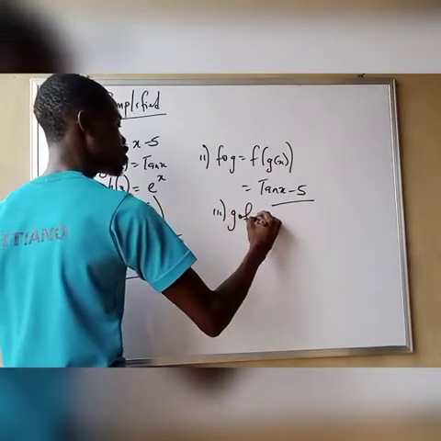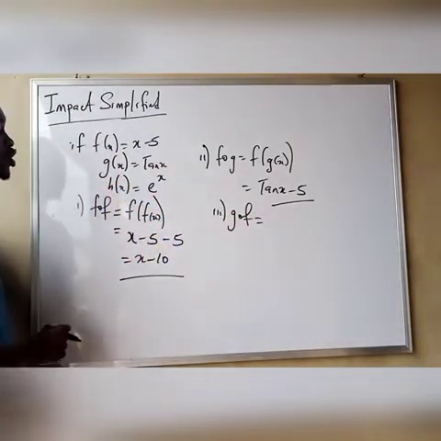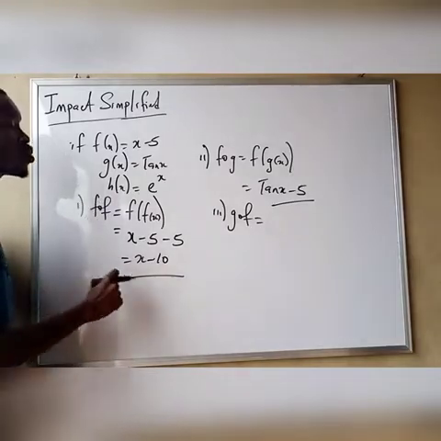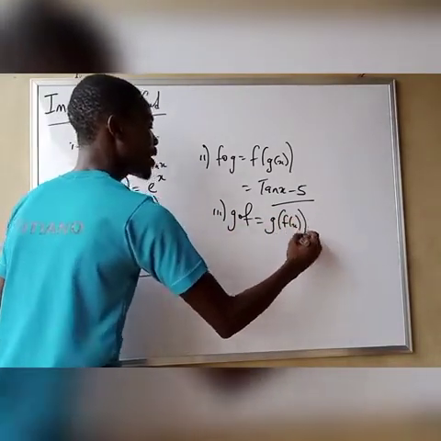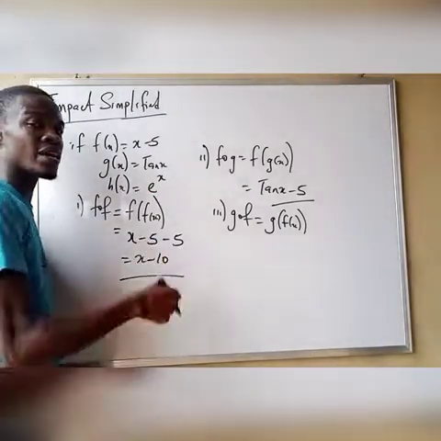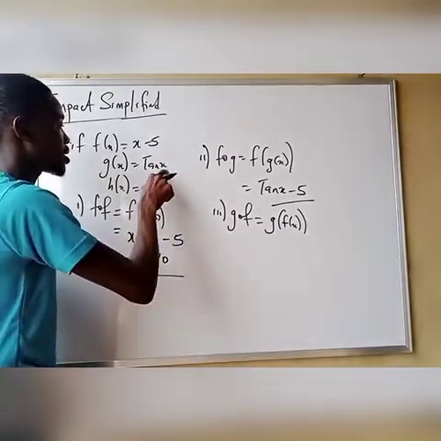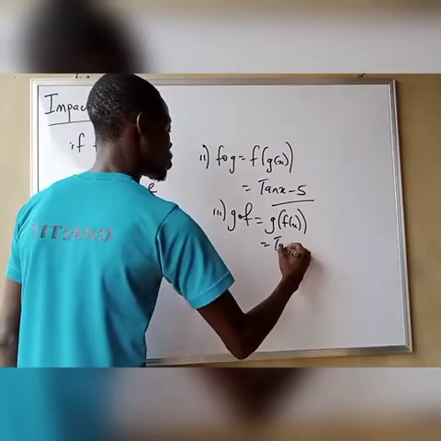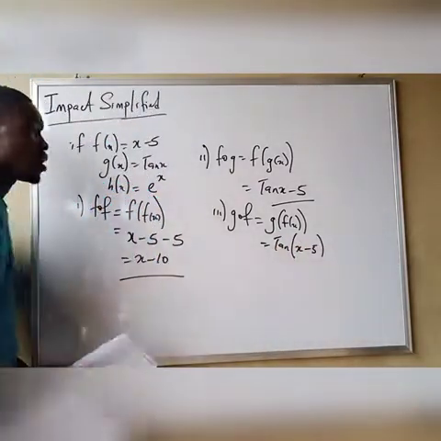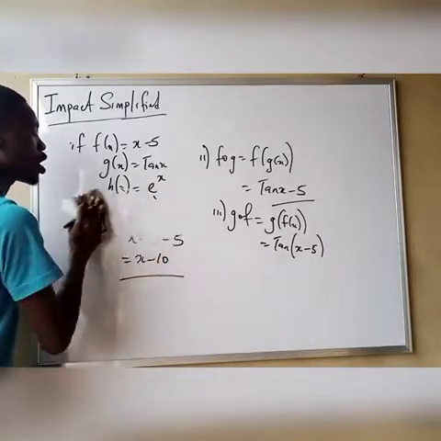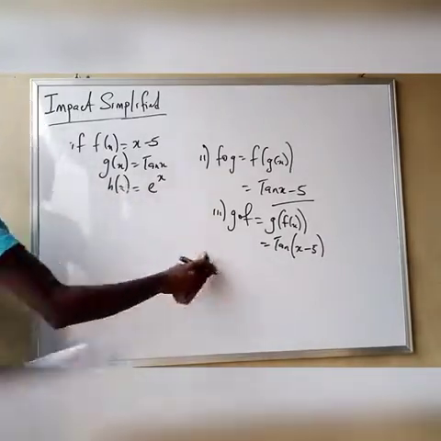Now let's look at this. We are looking for g of f. What is the meaning of g of f? It simply means anywhere you are seeing x inside g, you change that x to your f of x. And since we are having x here, that will give us tan x. And what is that x? x minus 5. And without wasting time, let us look at this last example.